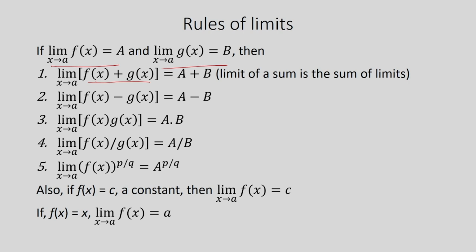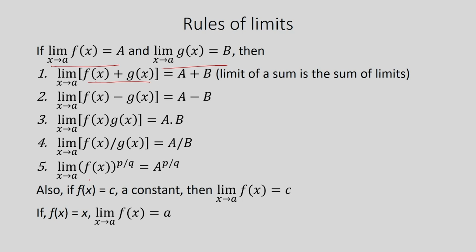Fourthly, if you take the ratio of two functions, then what about the limit of that ratio? And this is equal to the ratio of the limits, right, because on the right hand side you have a divided by b. What is a? A is limit of f as x tends to a, and b is limit of g as x tends to a. So, limit of the ratio is the ratio of the limits.